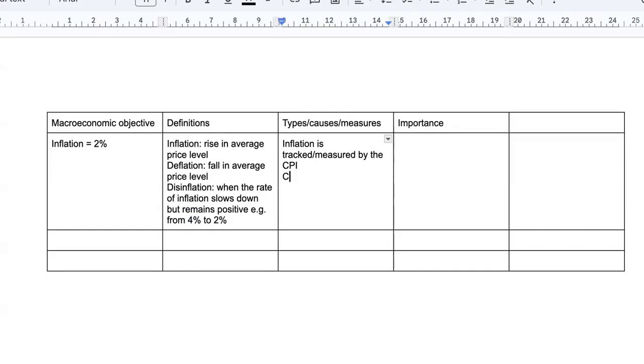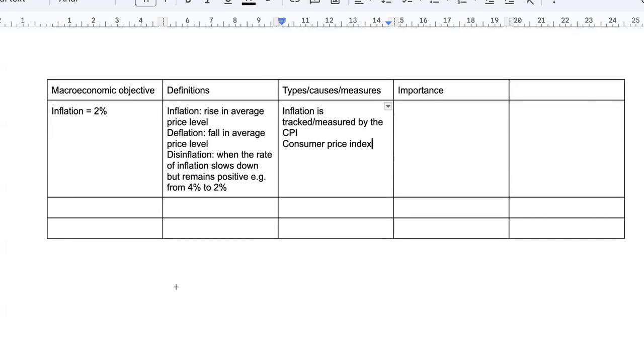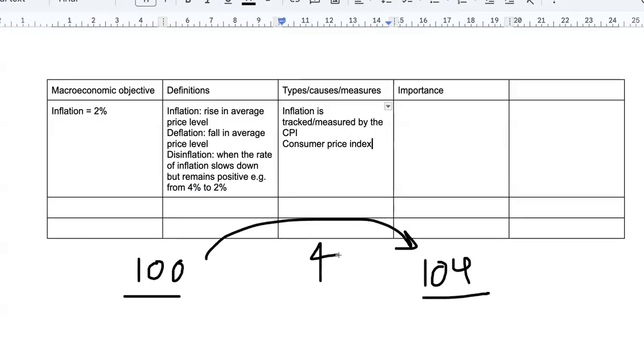So the CPI is the Consumer Price Index. An index is just a number. So an index is going to be a number nearby to 100. So if the original number was 100 and next year the number says 104, that means there's been a 4% increase in prices over that year. If it went to 96, then there'll be a 4% fall in prices in that year. So index numbers compare a measure from the base year.